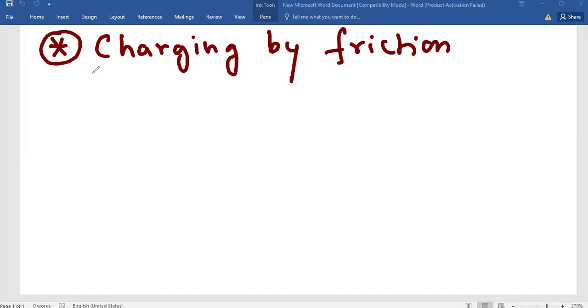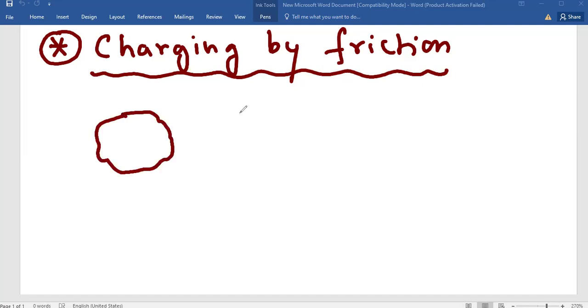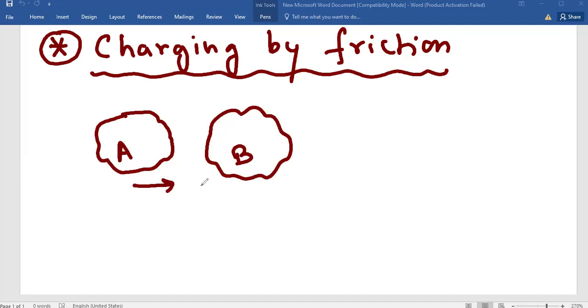In charging by friction, what will happen is we will take two uncharged bodies. Let us take this as A and this as B. They are neutral. Now we are going to rub them together. While rubbing, what will happen? There is a chance that some electron from one object may go to the other object.